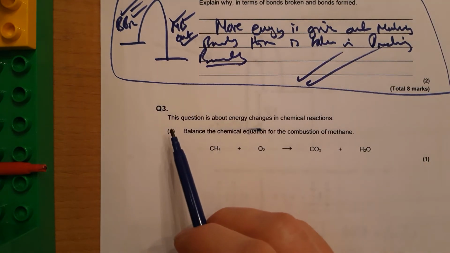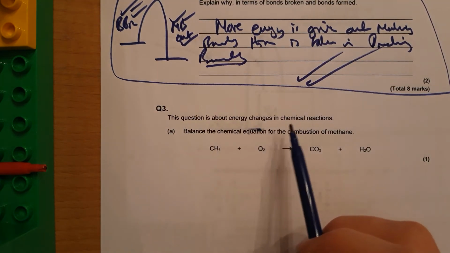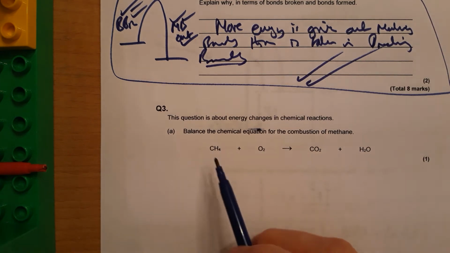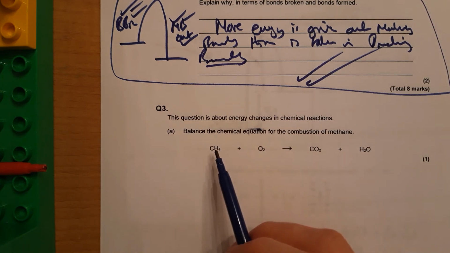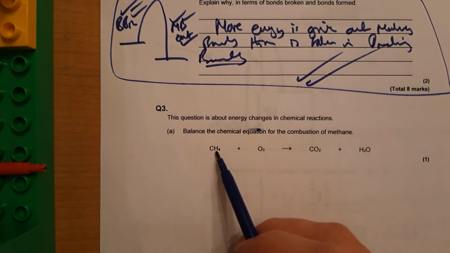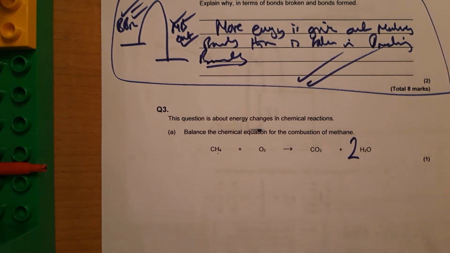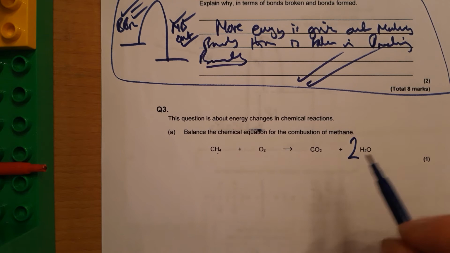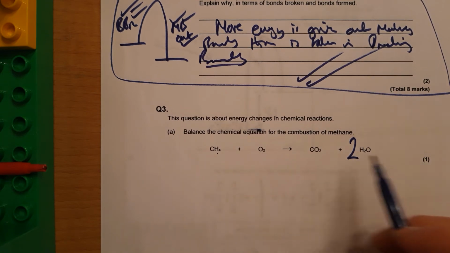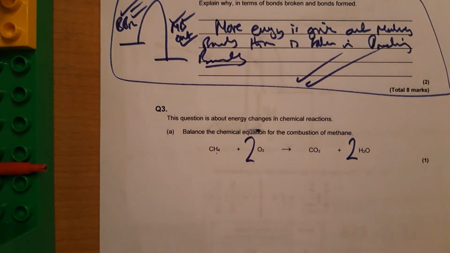Okay, question 3. This question is about energy change in chemical reactions. Balance the chemical equation. Right. 1 carbon, 4 hydrogens, 2 hydrogens. Hydrogens are balanced. Oxygens, 2 oxygens, 1, 2, 3, 4 oxygens. Done.